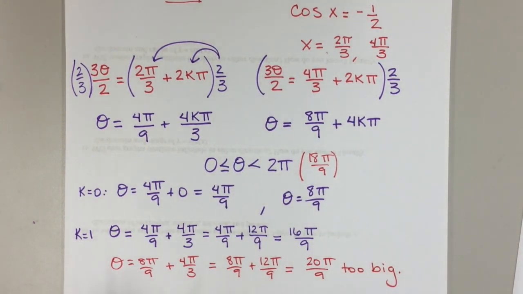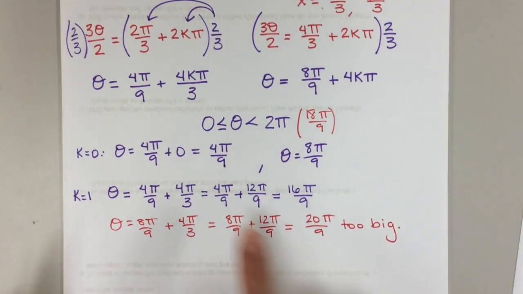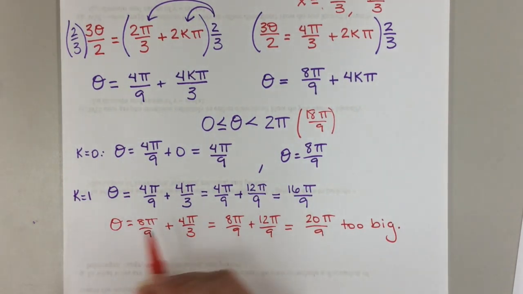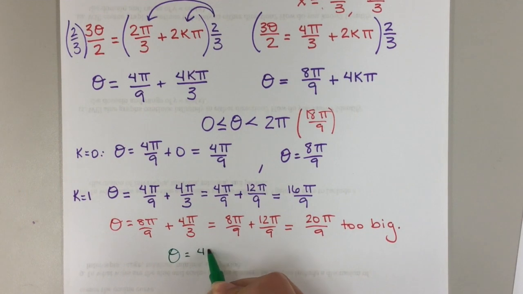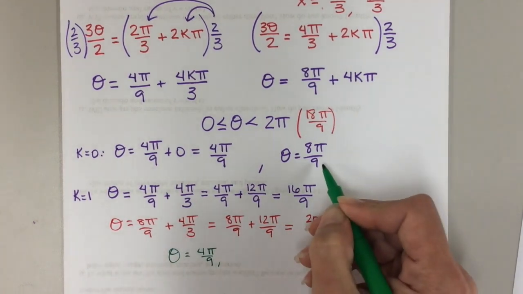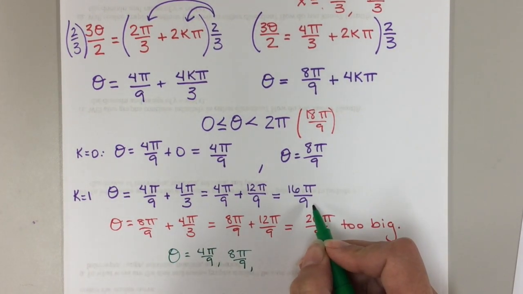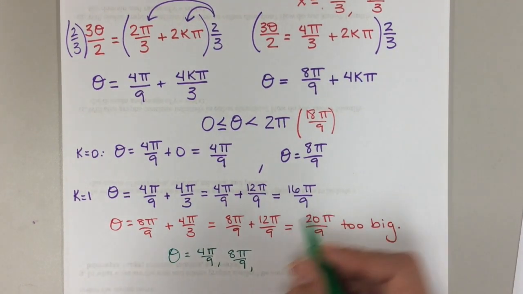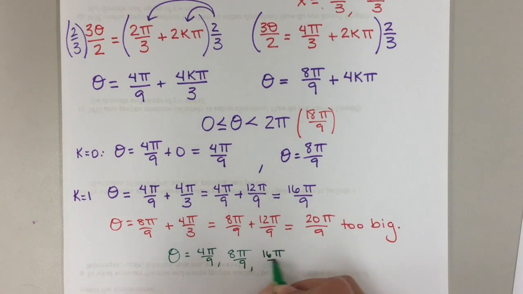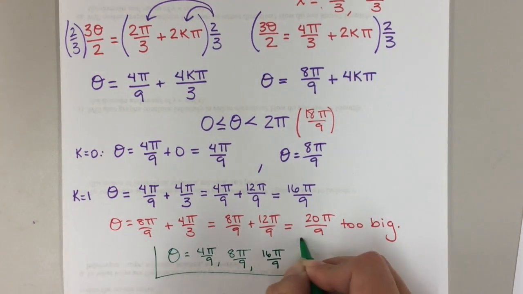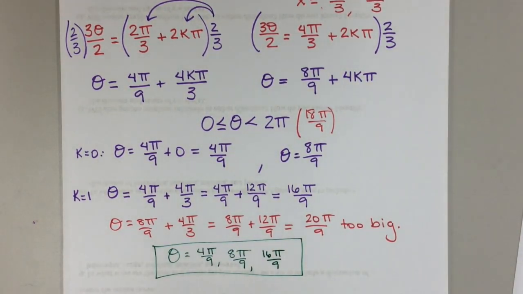So our final answer is this first one, 4 pi over 9. Let's use a different color. So theta equals 4 pi over 9. The second one, 8 pi over 9. And the third one, 16 pi over 9. And there you go.